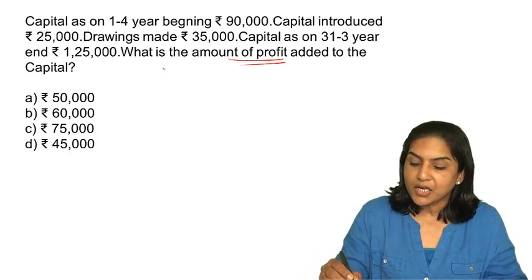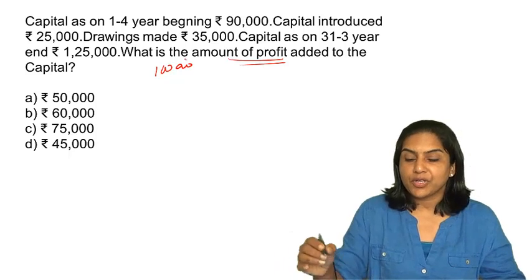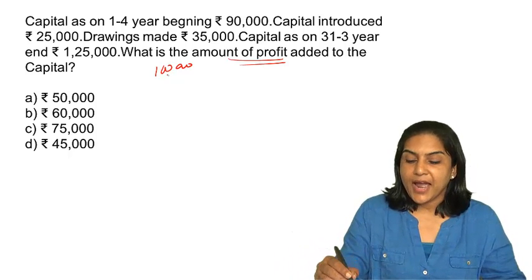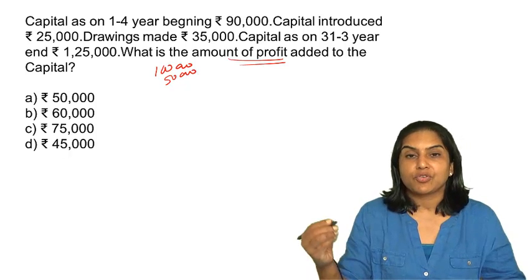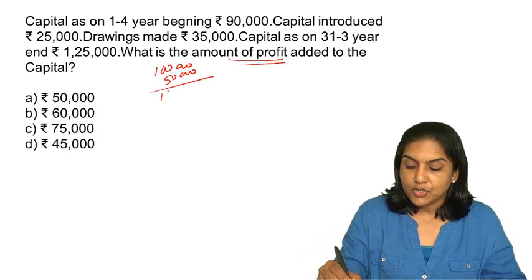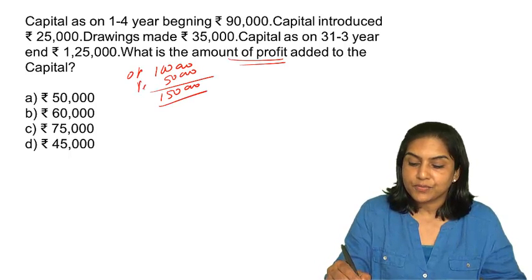Actually, if you start with a profit of 1 lakh, I'm ignoring this example, 1 lakh, and you make a profit of 50,000, this 50,000 also belongs to the proprietor, so your closing capital becomes 1,50,000.